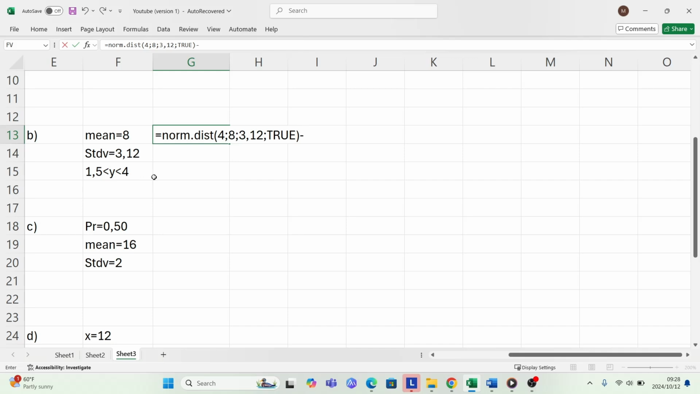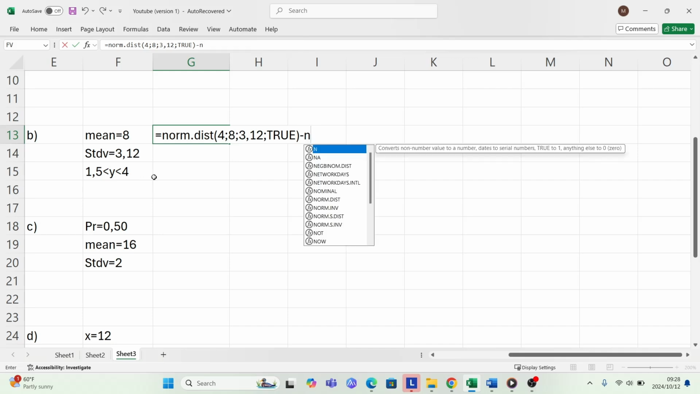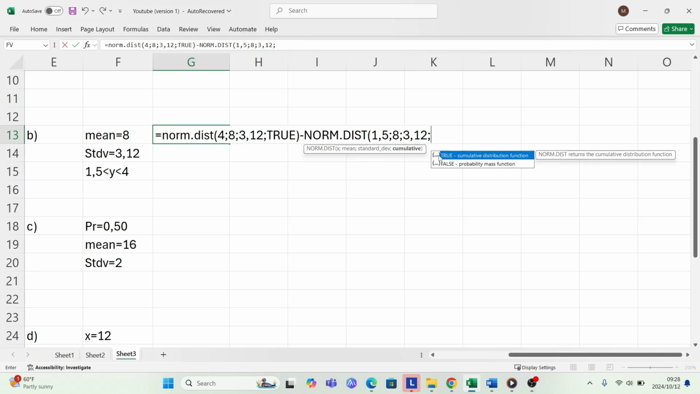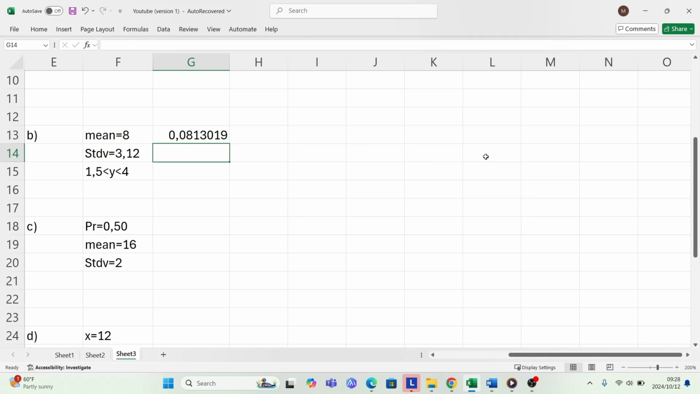this one, and you could use norm.dist as well. So our x is going to be 1.5, comma, our mean is still 8, comma, standard deviation is 3.12, comma, and true, and enter.